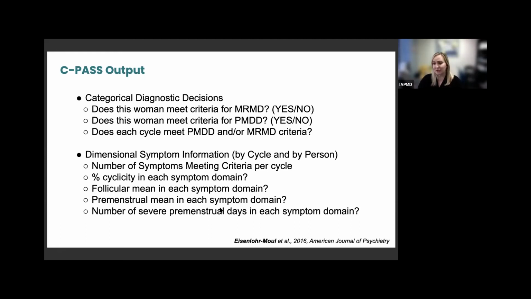And then there's also dimensional symptom information that we can get from this. What is the average percent cyclicity in each symptom domain? How many symptoms meet criteria per cycle? What's the mean in the 2 weeks? How many days of severe symptoms, et cetera. So it gives us some dimensional information that we can then carry forward into other analyses.